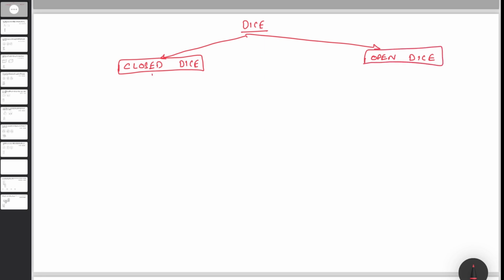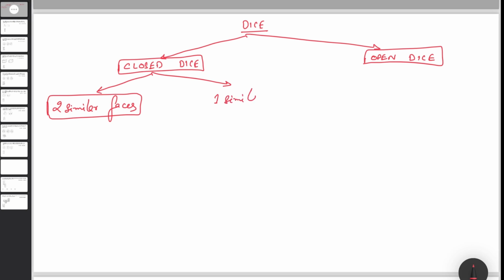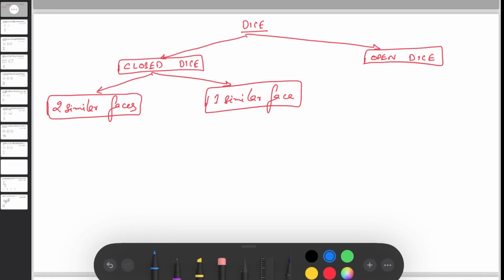In the closed dice, there are two types. The first one is two similar faces and the second one is one similar face. Let me give you an example.